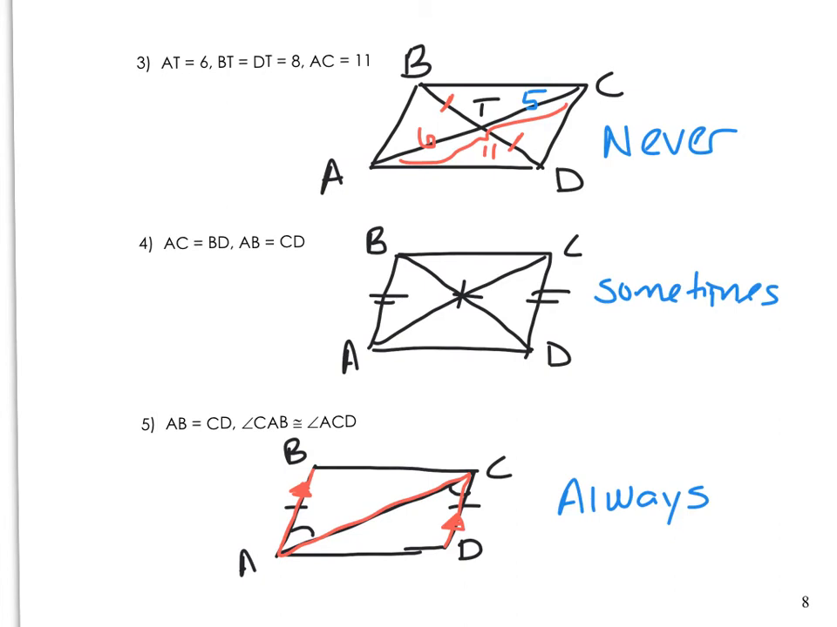Number 4 is a tricky one because you might look at this and say, well, I know that this triangle, triangle ABD, is going to be congruent to this triangle. I know those two triangles are congruent. I can prove that by side, side, side. Well, that's fine and good, but it really doesn't show us anything else. We can't really show that opposite sides are parallel or anything like that. So this is going to be a sometimes.